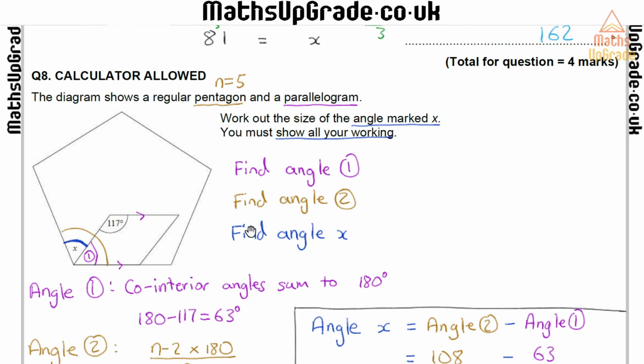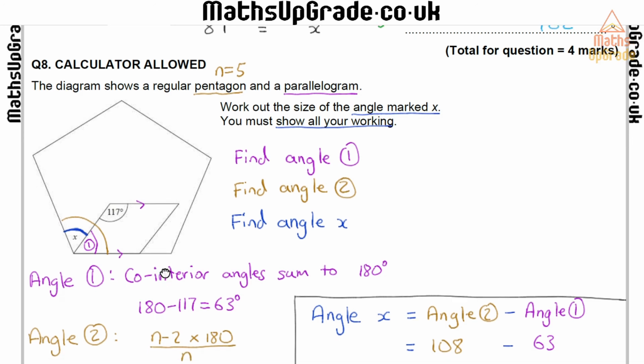So how am I going to do that? First of all, for angle 1, you know that in a parallelogram, from your knowledge of parallel lines, these two angles within the parallelogram sum to 180 degrees, because they're co-interior angles. Co-interior angles sum to 180 degrees. So to find angle 1, just do 180 minus 117, which gives you 63 degrees.